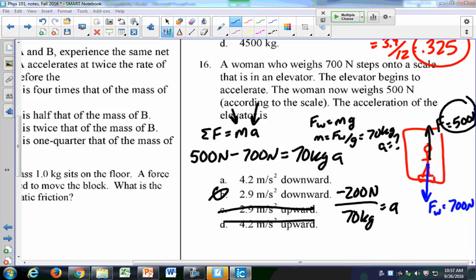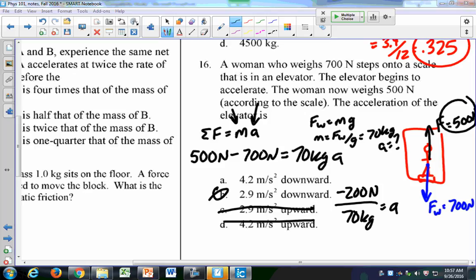And then we can say, well, since she feels lighter than she actually is, the elevator must be going downward, just from experience. Ever been in an elevator that goes down? It sort of lurches a little bit? Maybe. Not this elevator, a fast elevator. But regardless, we can say the sum of the forces equals mass times acceleration. That's Newton's second law.